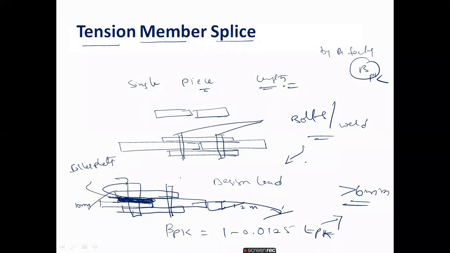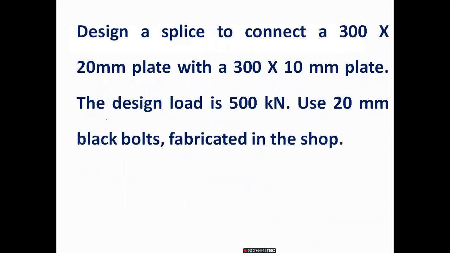This formula is available in the IS 800 2007 code book, clause number 10.3.3.3, so please refer to the IS 800 2007 code book. This is the theory of the tension member splice. Now we will move to the problem of the tension member splice.